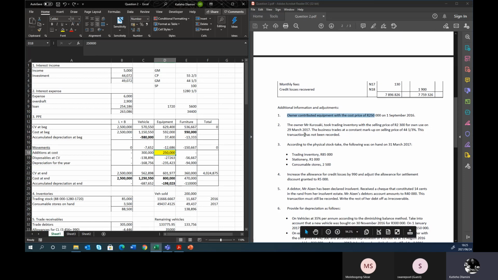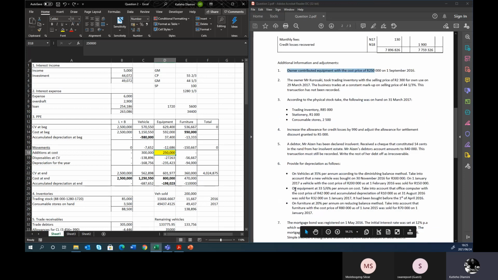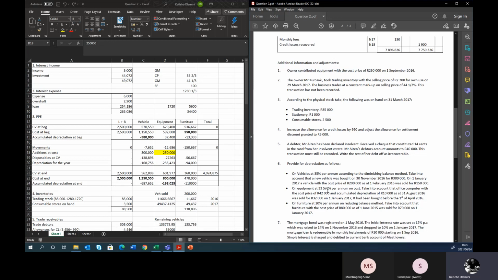So if I go up here, this is equipment: 33 and 5/6 per annum on cost. Take into account, before I go into that, this is how we calculate our equipment. I need to calculate depreciation of every asset that we own during the time that we had it. So every year I'll calculate the depreciation for that year that I had the asset. So I had this from the 1st of September, and I still have it.